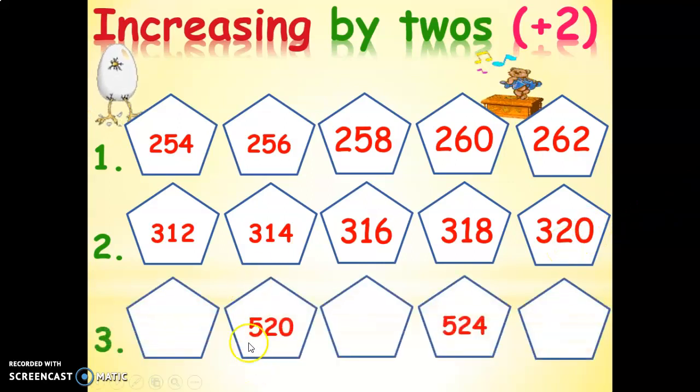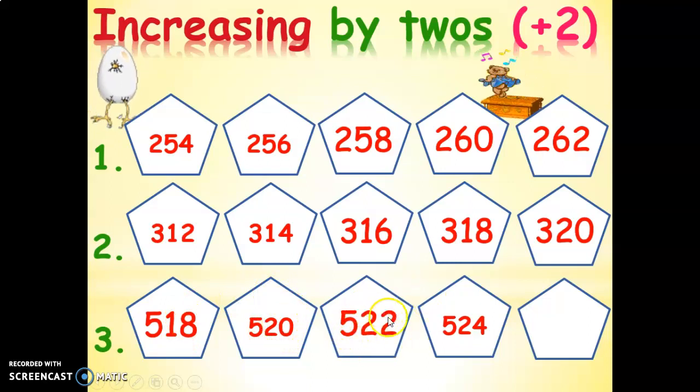And for number 3, we have the first number missing. So it means that the number before should be less than 520, less than 2. So that will be 518. Plus 2 is 520. Plus 2 is now 522. 2 more will be 524. And the last answer is 526. Now, how many of these did you get right?